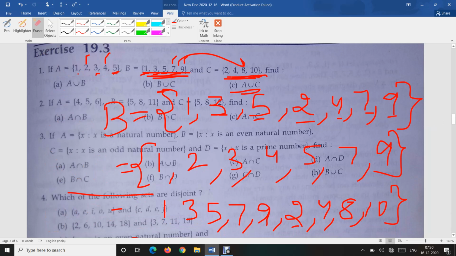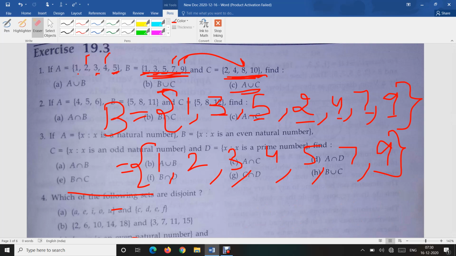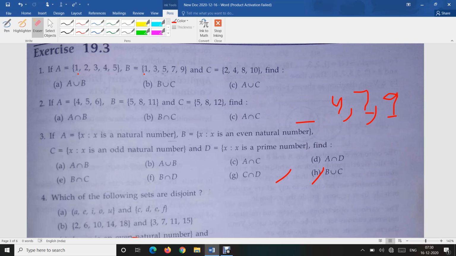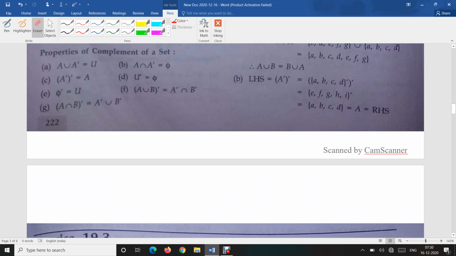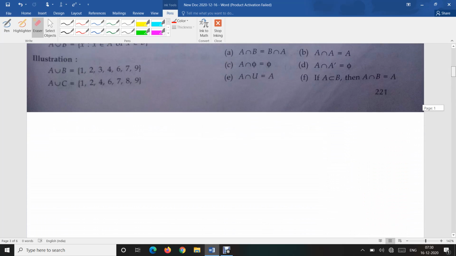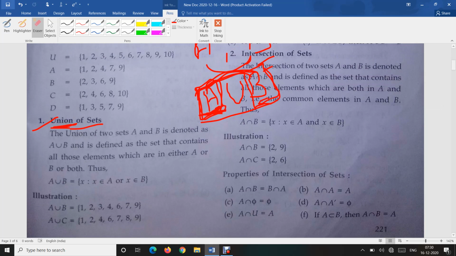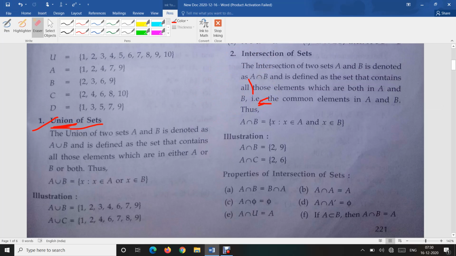This will be the intersection. Intersection is just the opposite of union. We denote union by U and we denote intersection by the opposite U. Let us see. Here it is, A intersection B. Intersection of sets. So what do we mean by intersection?